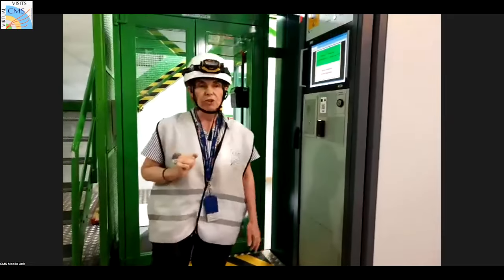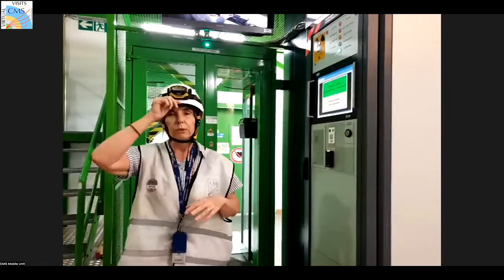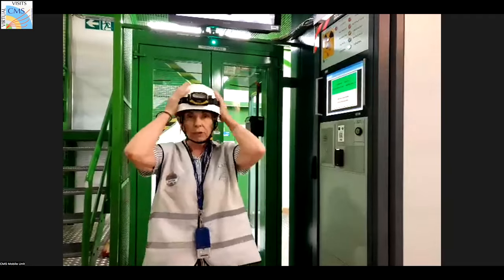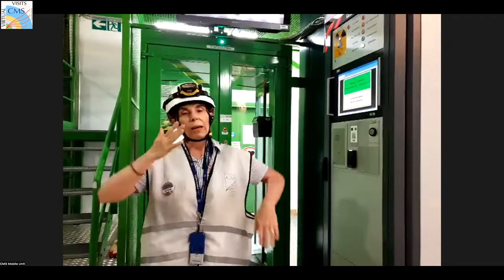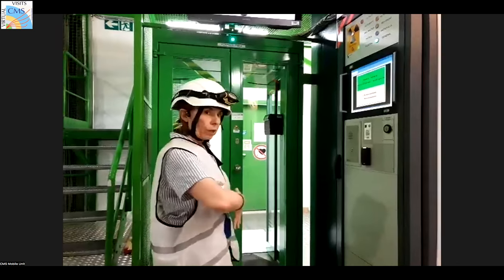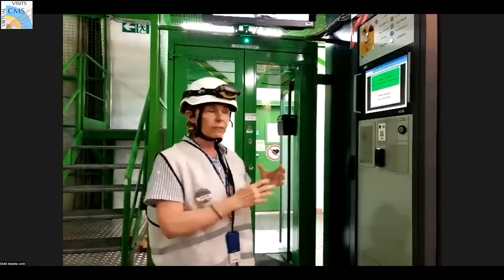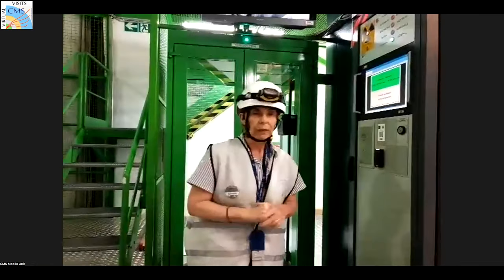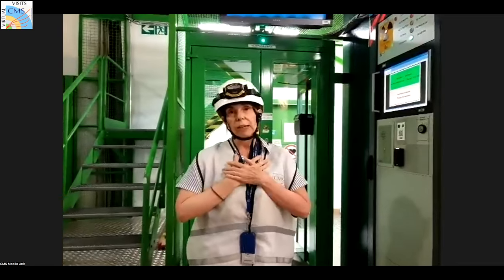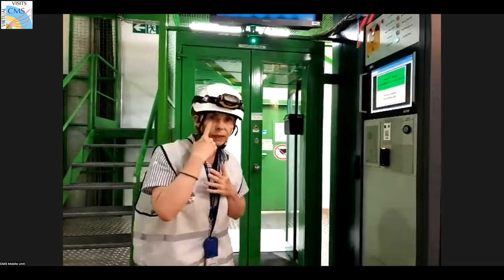Then the second check: as I cannot introduce material, and the helmet cannot be kept in my hand, it is on the head, the system also activates some infrared beams. This means that if I have a backpack, for example, the system refuses me entry. The third check is to recognize me as an authorized person. And this is the biometric check.